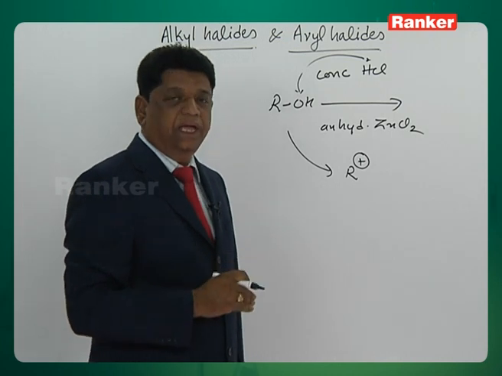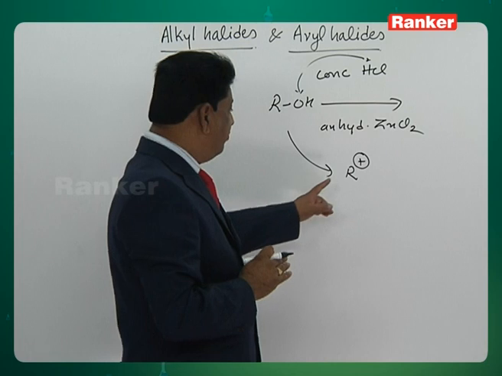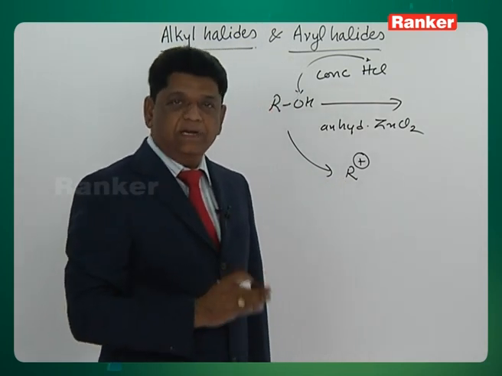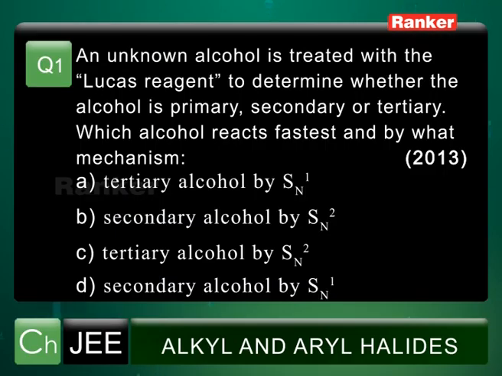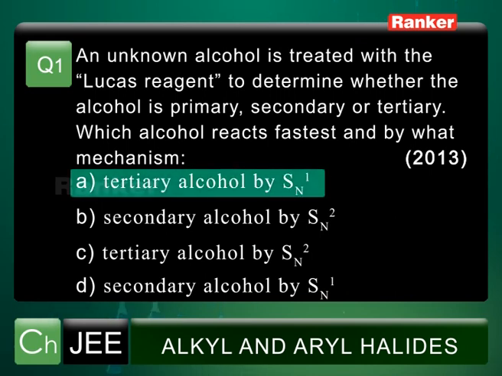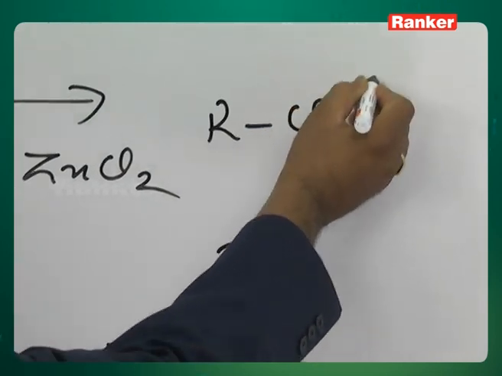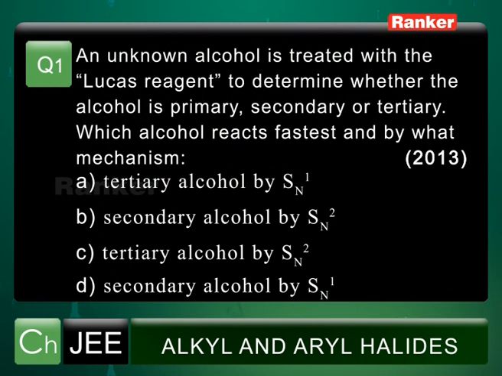The more stable the carbocation, the faster the reaction. Therefore, out of the three different types of alcohol, tertiary becomes the faster reaction, and that too through a carbocation, so it is an SN1 reaction. So the answer is tertiary alcohol by SN1. Option A is the right answer. Finally, we get an alkyl chloride which gives turbidity, that is the test reaction. So the answer goes to option A.